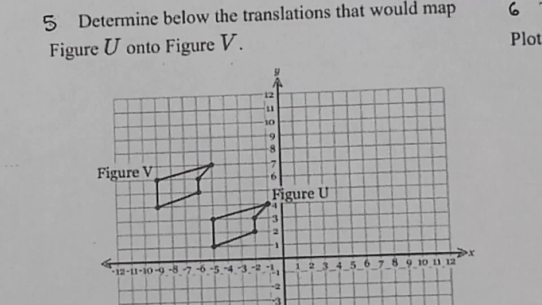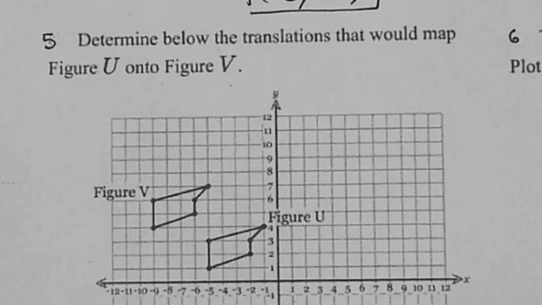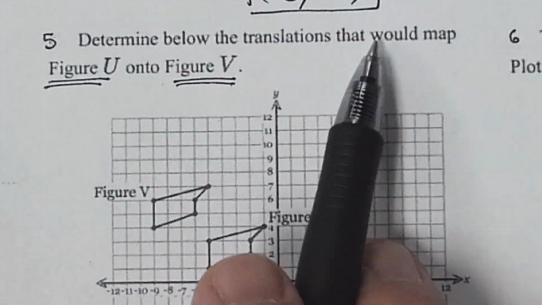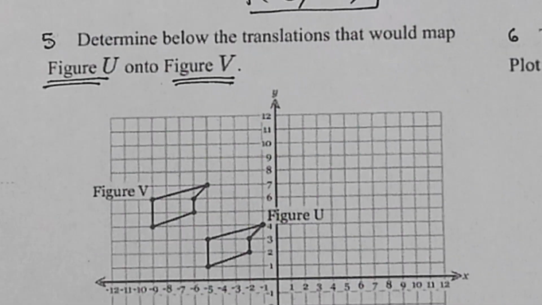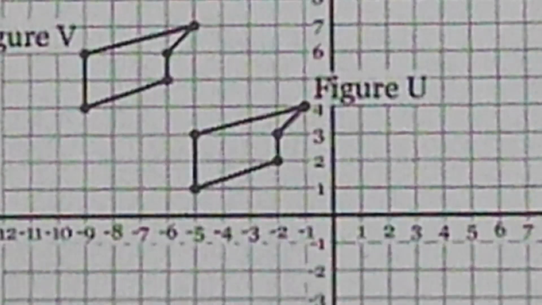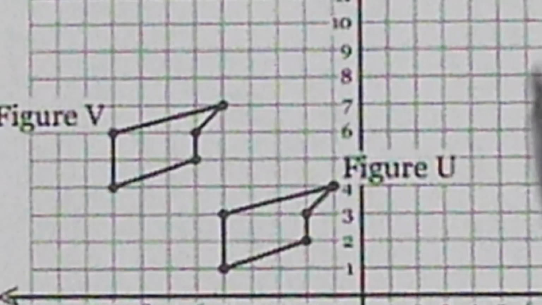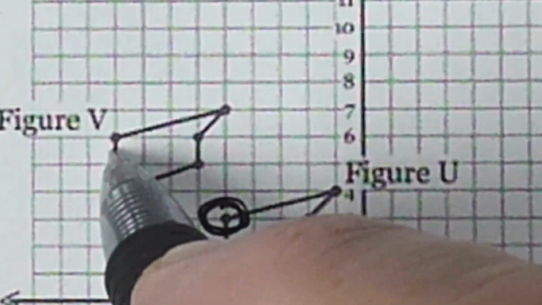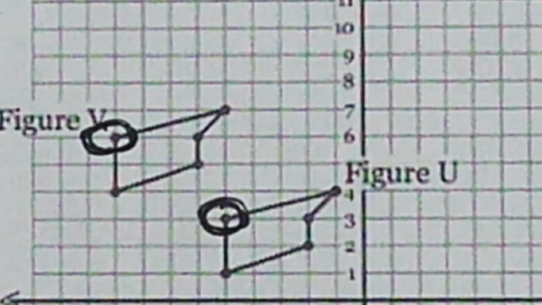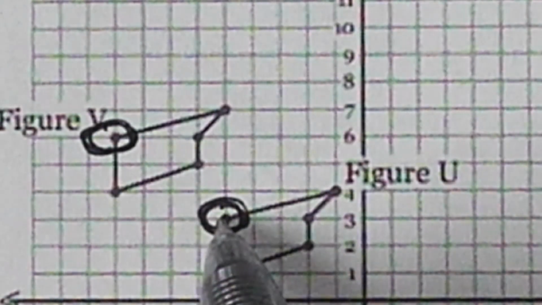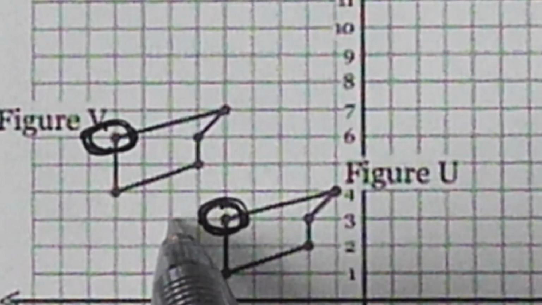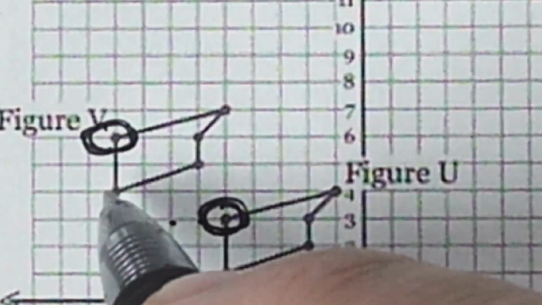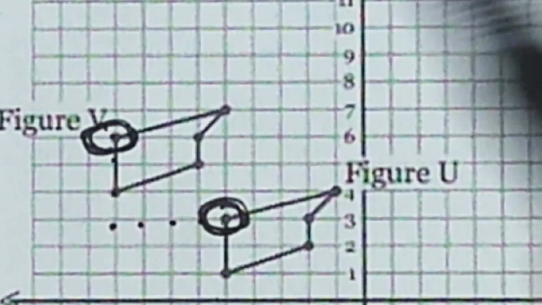Number 5. Read questions carefully. This one says from figure U to figure V, what is the translation? So I have to start with U to V. Pick a point on U. I'll pick this point right here. This is the top left, so I need to go to the top left over here as well. If I look on the translation, 1, 2, 3, 4. We went to the left 4, and then we went 1, 2, 3 up.